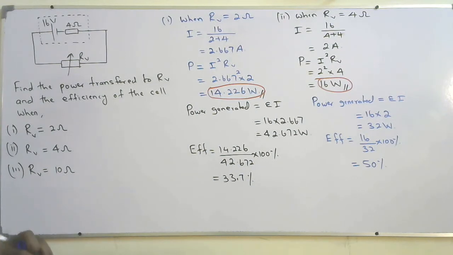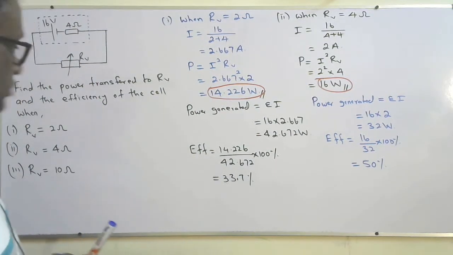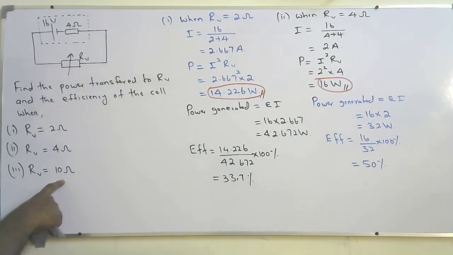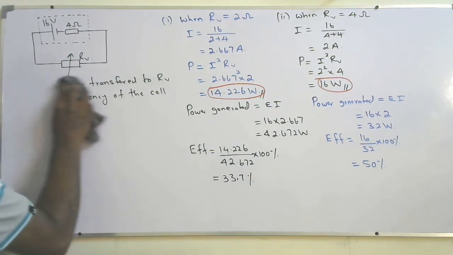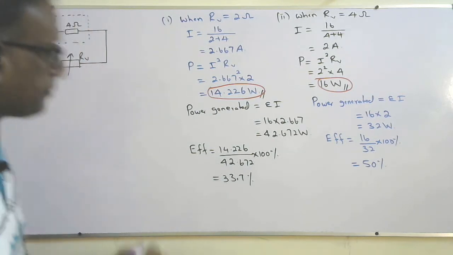We'll see what will happen when the external resistance is 10 ohms, which is larger than the internal resistance. So that is the third part. So R equals 10 ohms. What will happen?